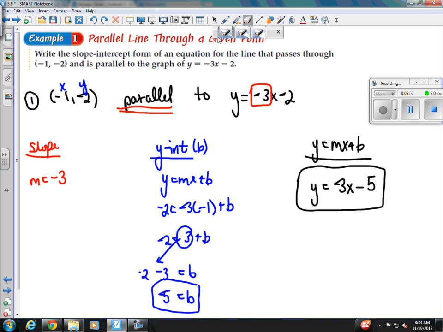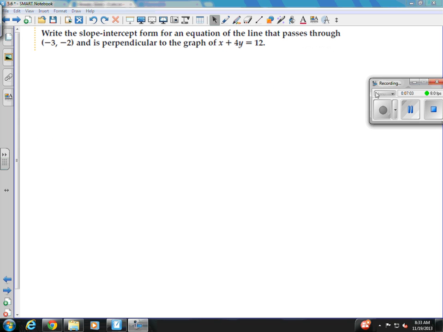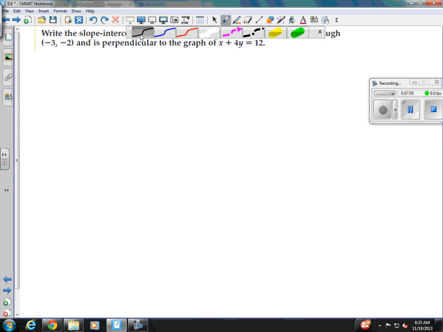And the easiest way to go back and double check yourself is to just make sure the slopes are the same for a parallel line. So that slope up there is negative 3, my slope down here is a negative 3. So we're good. Okay, so let's move on to our second example.